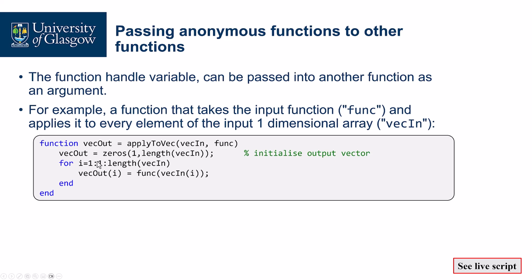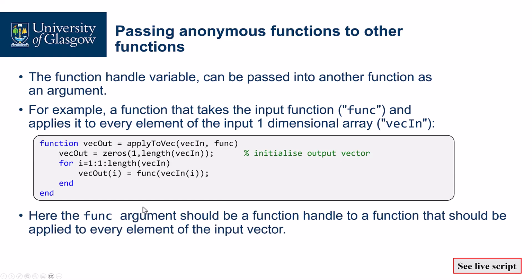So i equals 1 colon, step size 1, colon, length(vector_in). This means i goes from 1, 2, 3 to the length of vector_in. If it's 20, then it's 1, 2, 3 to 20. So this is the for loop. And for each element, we can do this: vector_out(i) equals func. We see the function variable is used here. This is a function handle. We use it as a function, and we apply it to every element of the input vector. So we can see vector_out is updated after this function ends, right?